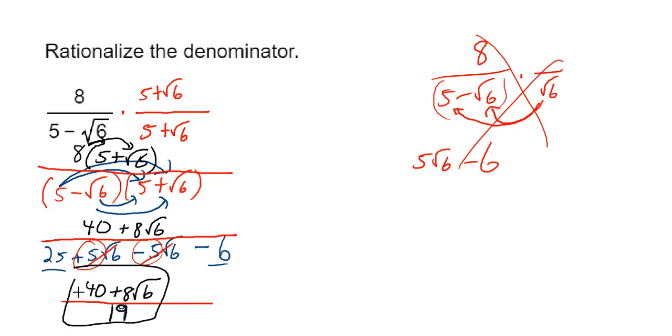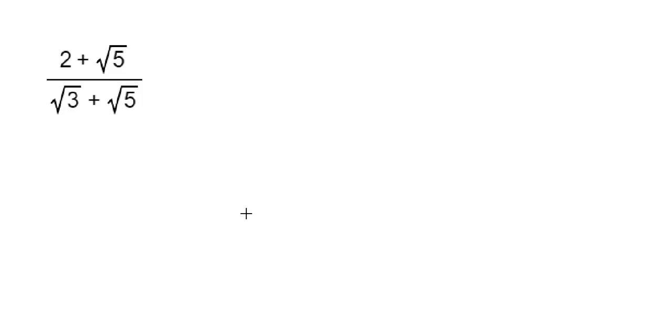Like you could factor out a common factor, cancel it out with the number on the bottom. But 19 is not going to reduce with anything here. So this is going to be our final answer. So that's how you handle having two terms in the denominator with a square root. You multiply by the conjugate. That's what works.